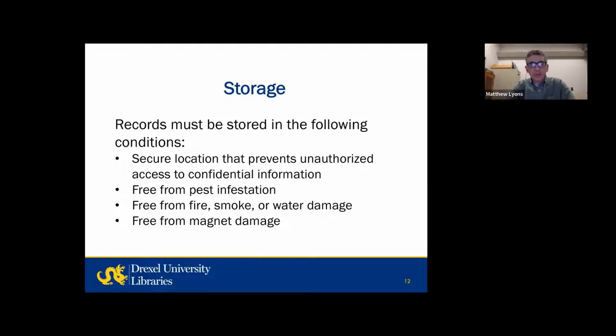The records management policy also spells out some of these functions in more detail. For physical storage practices, it says that records must be stored in ways that keep them free from pests, from fire, smoke, or water damage, and from magnetic damage for digital media. Confidential information must be stored securely for both active and inactive records.